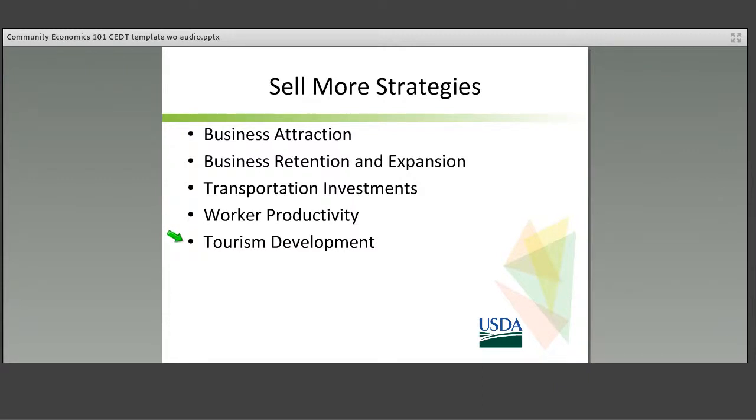And then finally, another big one is tourism development. Much of rural America has wonderful outdoor amenities, cultural amenities that other people might want to come and visit and enjoy. And so that could be a way to generate additional business into the community or encourage people to stick around more and not necessarily go elsewhere for their vacation. Although we all like to go see other areas. So I don't think anybody would say to people to never go anywhere.